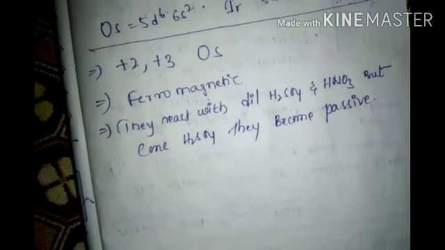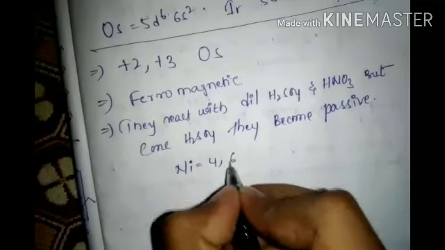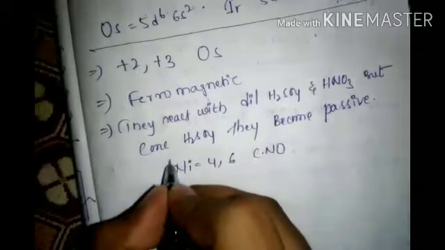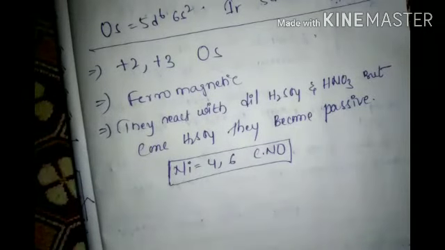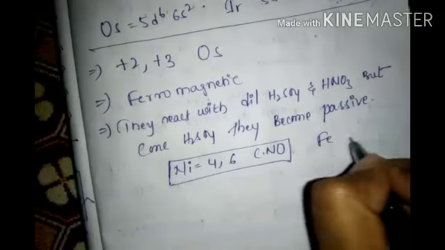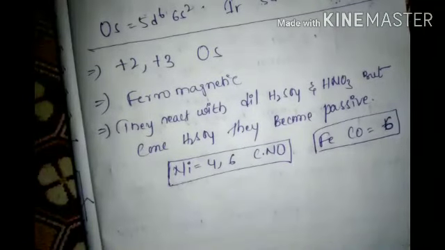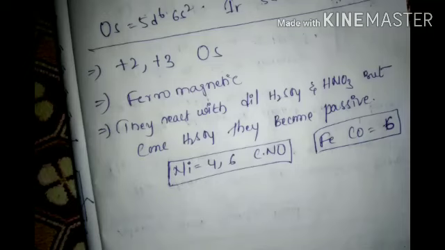Nickel forms 4 and 6 coordination number. Coordination is different, oxidation state is different, don't confuse here. Coordination number means the number of neighbor atoms attached. 4 and 6 are possible for nickel. For the remaining, cobalt and iron, 6 is possible. I am not talking about oxidation state, okay?